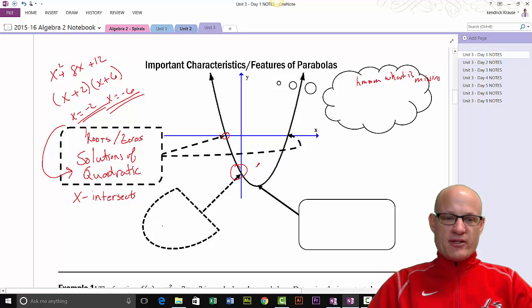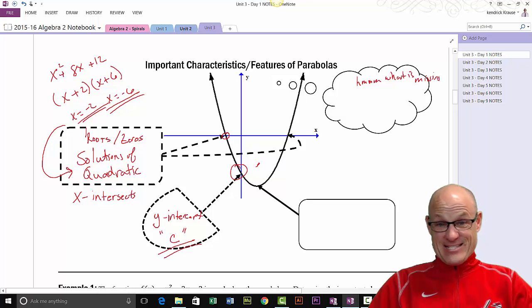All right, so this right here should be obvious. This is the y-intercept. If you're looking at the general equation of the standard form, it's the c value at the end, correct? It's that number at the end.